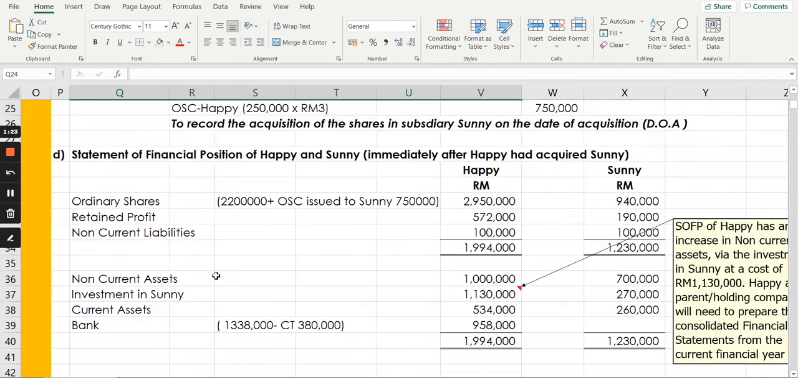In that previous example I did the preparation of a separate financial statement, which is the result from my previous video, and you can check the link down below. This has nothing to do with the preparation of consolidated financial statements. It's just a statement of financial position prepared immediately after the parent had acquired the subsidiary. Here the parent is Happy, and the subsidiary is Sunny.